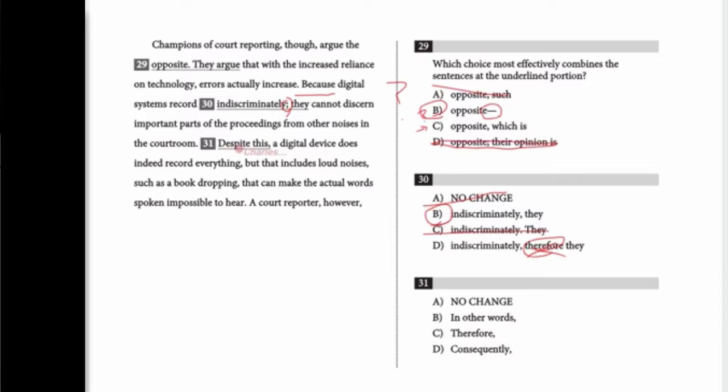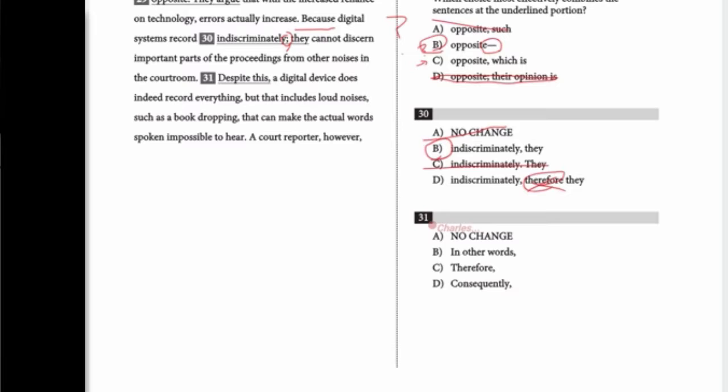So 31, despite this, comma, a digital service does indeed record everything. So I've got an introductory phrase here separated by a comma. Quick vertical scan, okay, so this is which is the best transition here. So the digital recorders are indiscriminate. They can't discern important parts. And then it says a digital device does indeed record everything. But that includes loud noises.